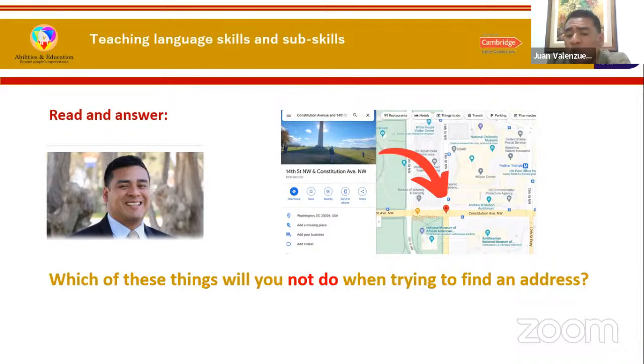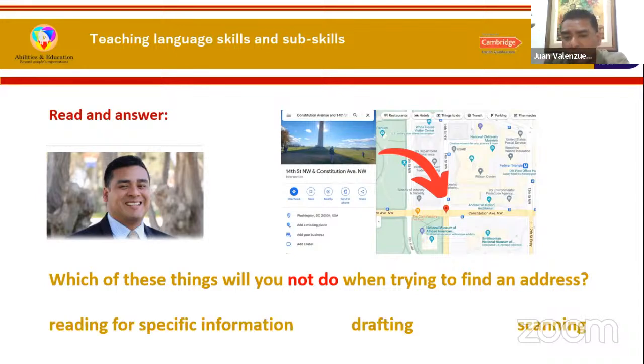Which of these things will you not do when trying to find an address? When you need to find an address, you use Waze, maybe Google Maps. So which of these things do you not do when you are trying to find an address? Reading for specific information, drafting, or scanning. Which of these things will you not do when trying to find an address? Okay, I want you to answer in the chat. I know you know the answer because you are very smart.